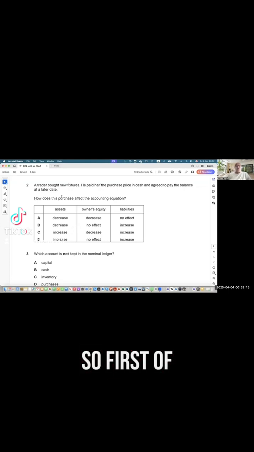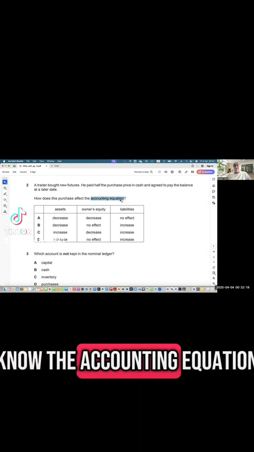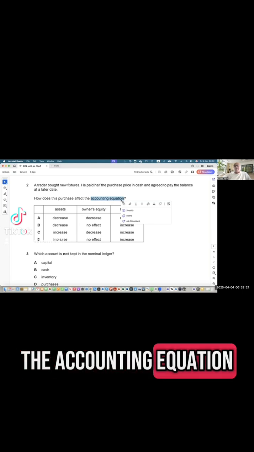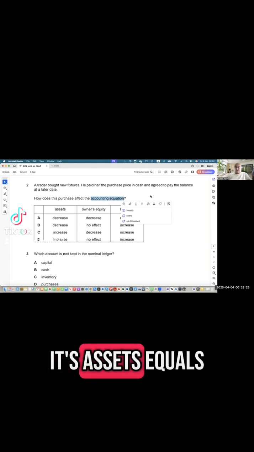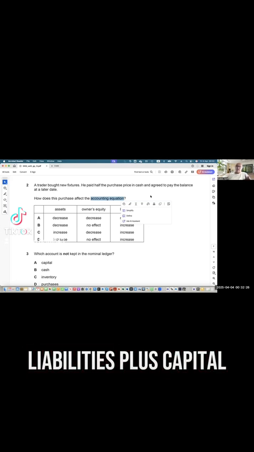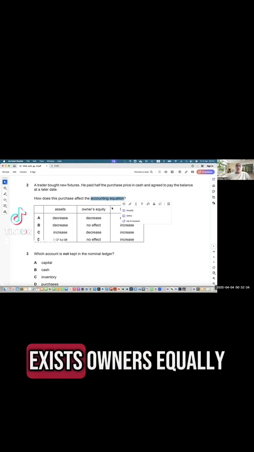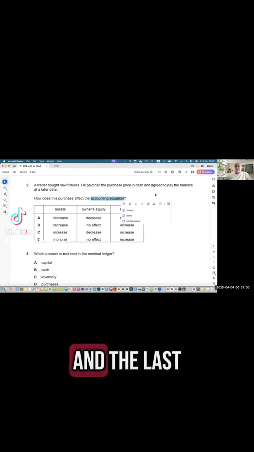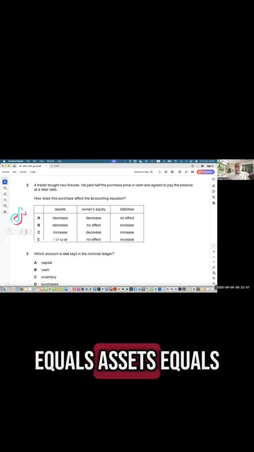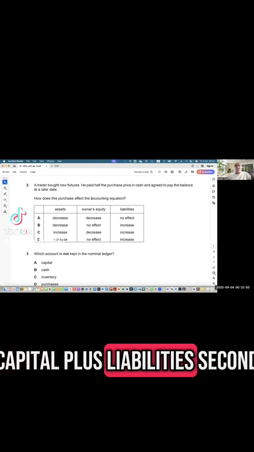So first of all, they're asking us if we know the accounting equation. So what is the accounting equation? It's assets equals liabilities plus capital, or capital plus liabilities. So it affects three items: assets, owner's equity, and liabilities. So the question here, first thing, accounting equation, assets equals capital plus liabilities. Second, what does that affect?